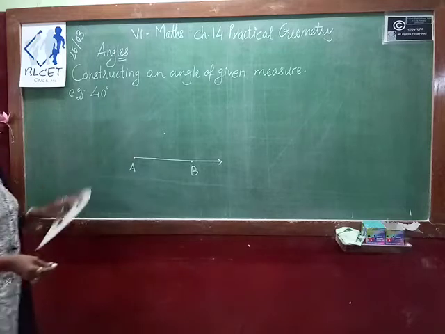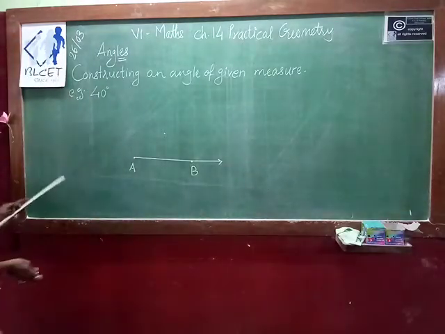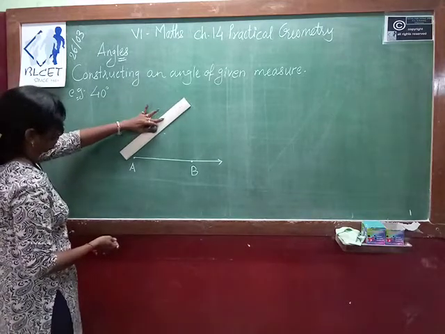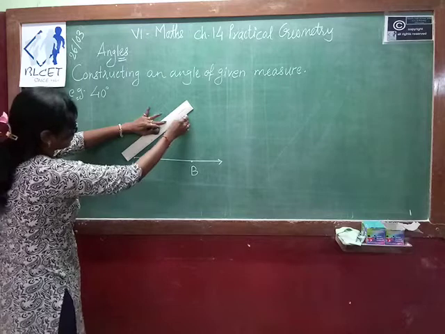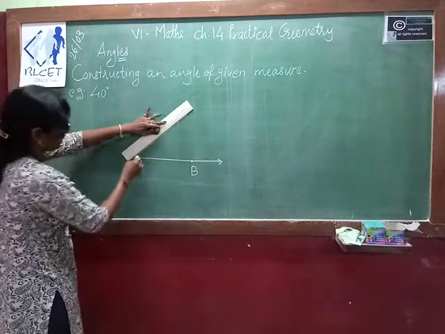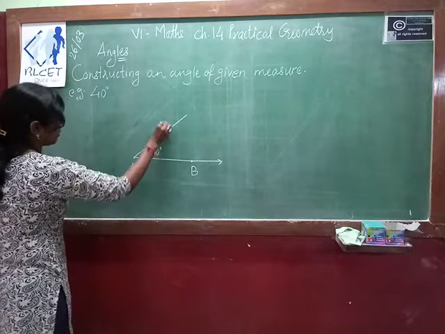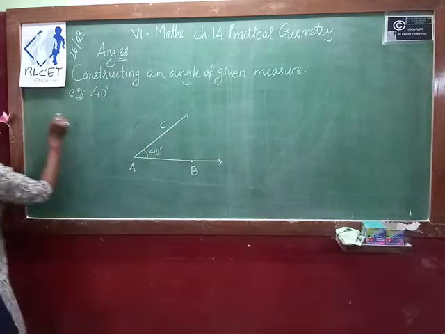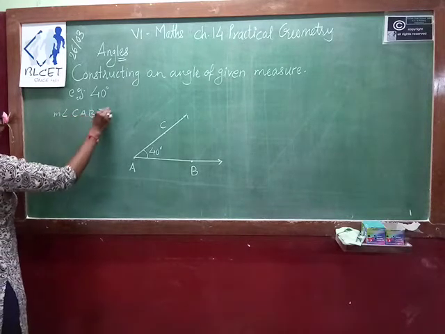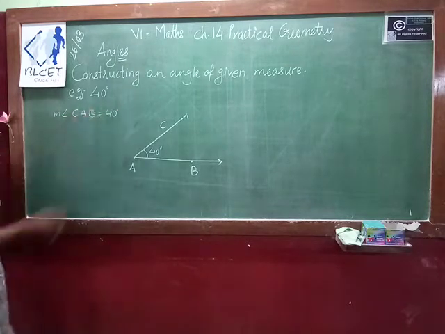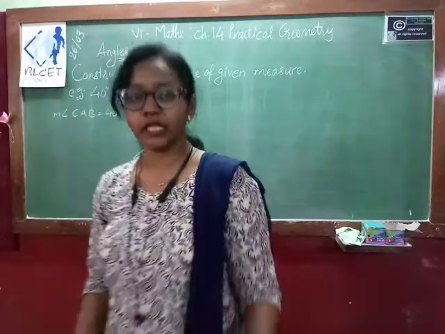Now what do we have to do? Remove the protractor and join these 2 points. So this is my 40 degree angle. Name this as C. So what can we say? Measure of angle CAB is equal to 40 degree, which is the given measurement. So this way we can construct a 40 degree angle.